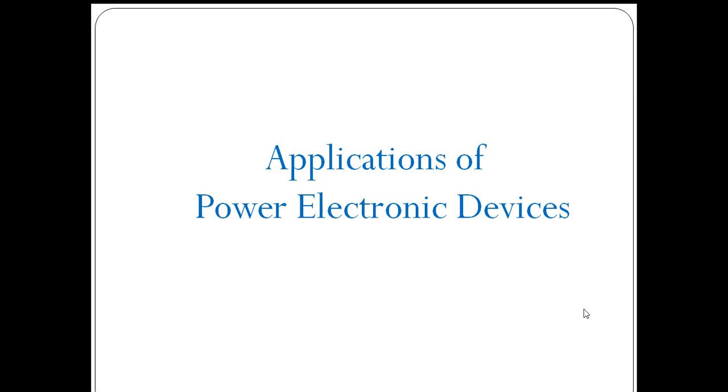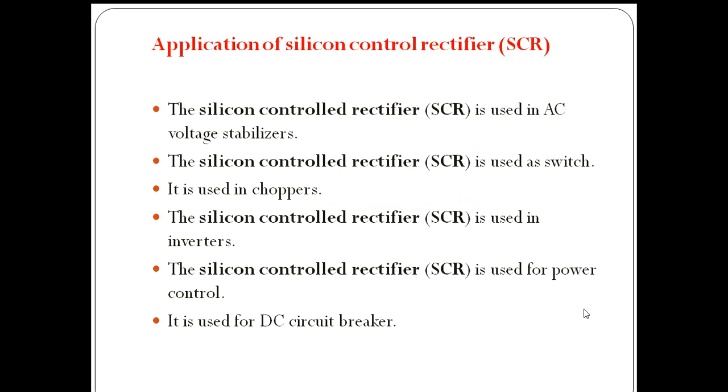Now we will discuss the applications of power electronic devices. In that, first we will discuss the applications of SCR. The silicon controlled rectifier is mainly used in AC voltage stabilizers. It is used as a switch. It is used in choppers, inverters, and for power control circuits and in DC circuit breakers.